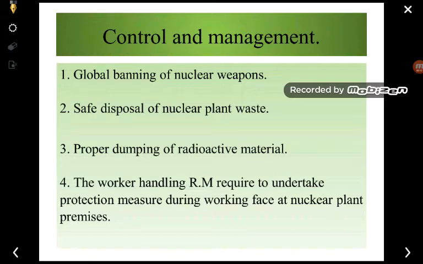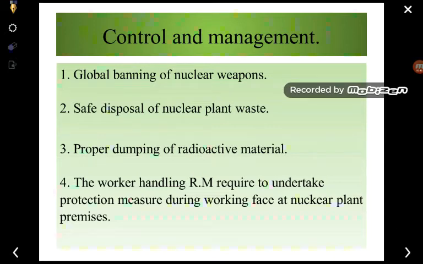The first point is global banning of nuclear weapons. When the whole world comes together and decides that there should be a ban on nuclear weapons, either on the production of the weapons or on the testing of the weapons. These things are normally not done in today's world, because all countries want to be on the safe side, so they produce or test nuclear weapons.